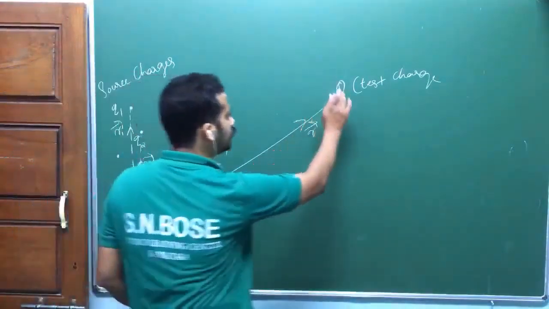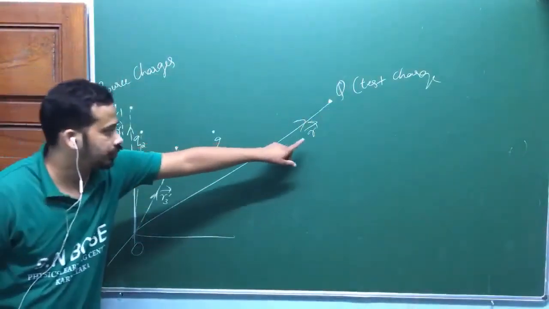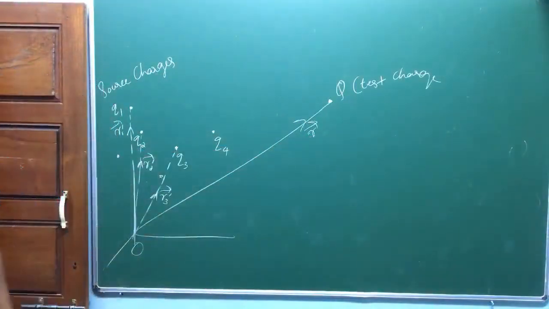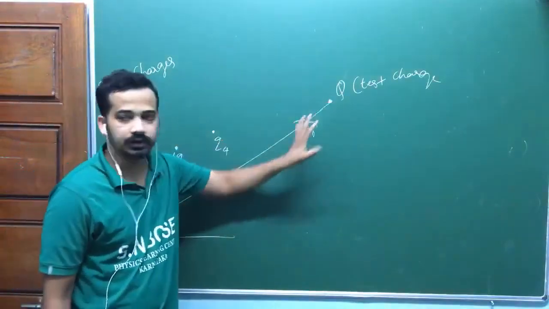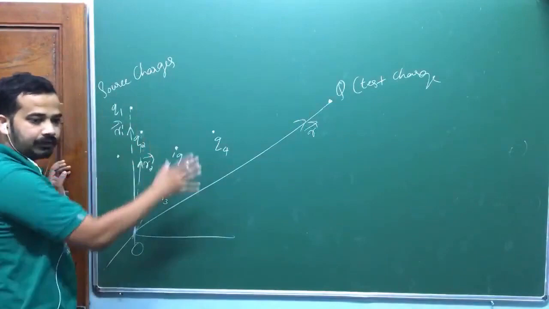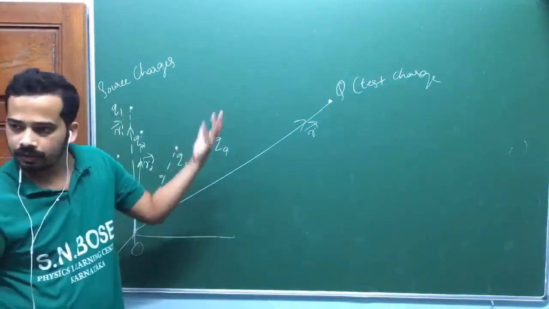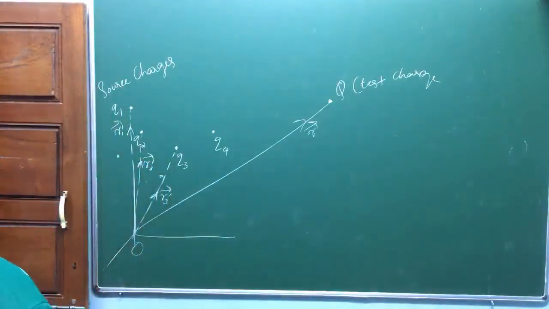I call them source charges. What is the force on the test charge placed at this point? Its position is the vector R. So that is the question. Our ultimate aim is to find the force on the test charge, having the information about some source charges which are at rest or moving. That is the whole story of electrodynamics.